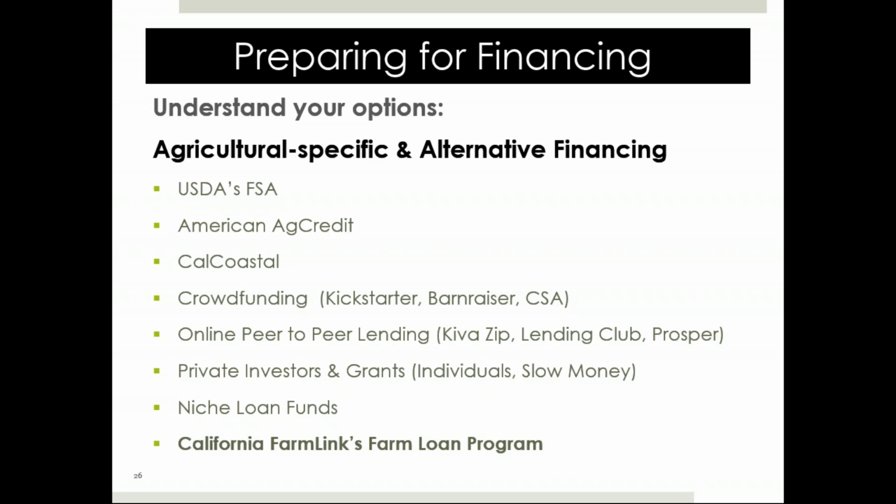There's also American Ag Credit. CalCoastal is a local bank in the Central Coast region, where actually FarmLink started our lending, was through them. There's all kinds of really cool peer-to-peer lending and crowdfunding options. Kickstarter, Barn Raiser is farm specific. There's peer-to-peer lending like Kiva Zip, Lending Club, and Prosper. Kiva Zip can offer 0 interest rate loans. I think they increased their limits recently as well.